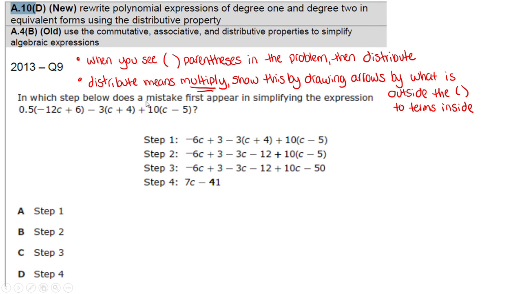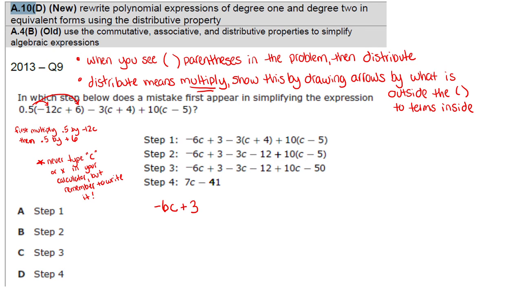Now what distribute means is we're going to take whatever's on the outside of the parentheses and multiply by the inside. So if we look at this first set of parentheses, we have 0.5 on the outside. So we're going to multiply 0.5 times negative 12c. Then we're going to multiply 0.5 times 6. This is what I'm going to do first. After I do this, then I'm going to move on to the second set of parentheses. But let's do what I have in red first.